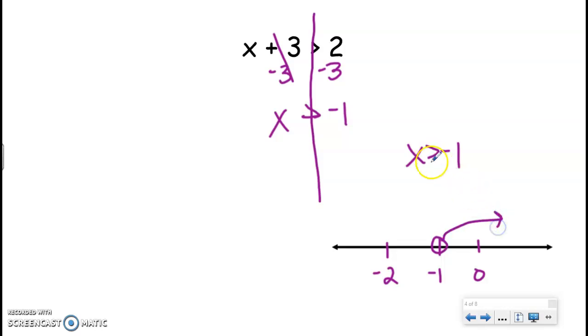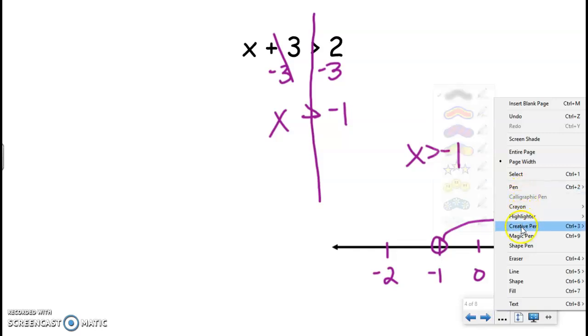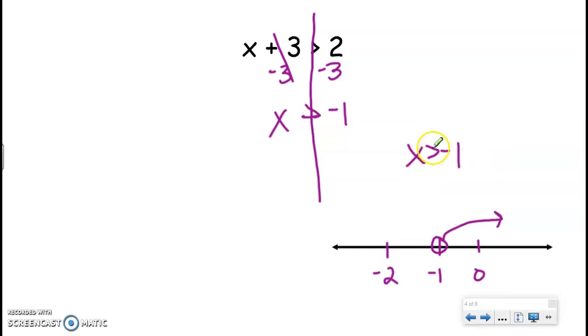Now the reason I tell students to make sure their variable is on the left side is because once you do that, you'll notice that the arrow tells you which way to shade on your number line. Okay, so solution is x is greater than negative 1, and then we have our number line. You can show your number line a couple different ways, so that's how I typically do it. I'll show you a couple other ways here in a minute.